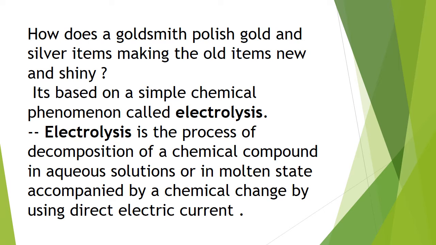Have you ever wondered how a goldsmith polishes gold and silver items, making old items new and shiny? Well, it is based on a simple chemical phenomenon called electrolysis. Electrolysis is the process of decomposition of a chemical compound in aqueous solutions or in molten state, accompanied by a chemical change, by using direct electric current. So in this, we are decomposing a chemical compound into its constituents with the use of a direct electric current.